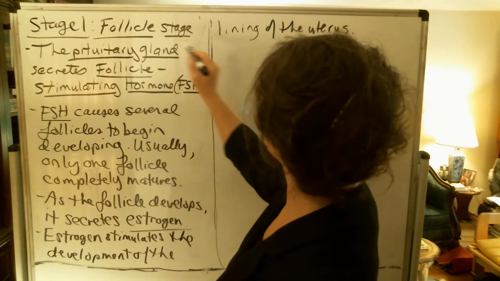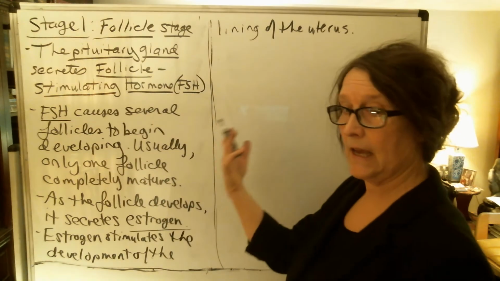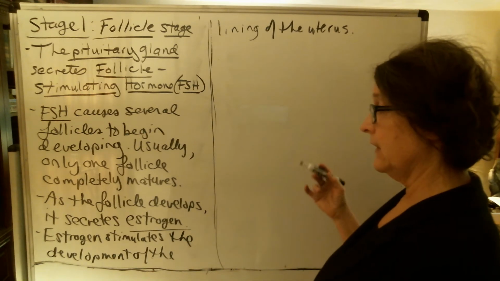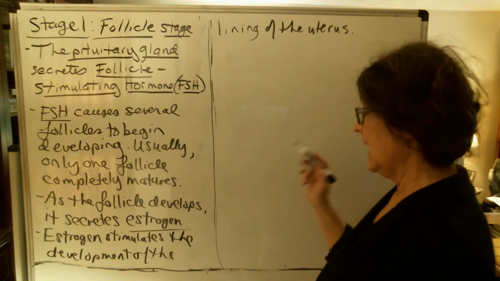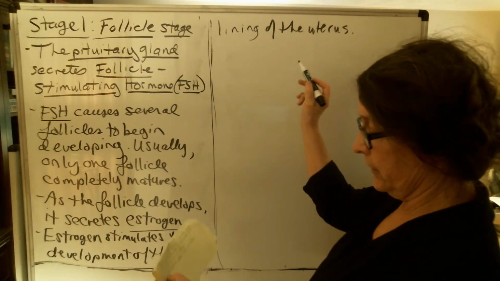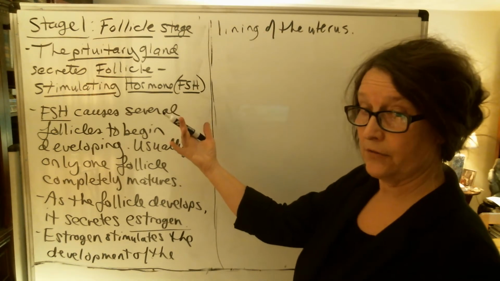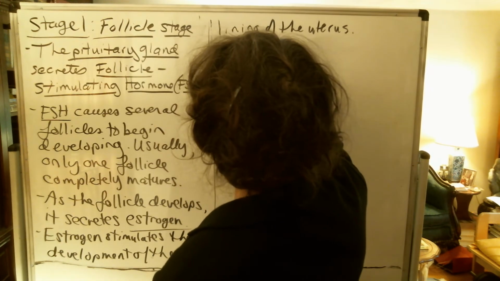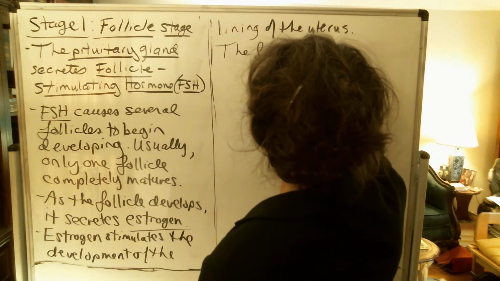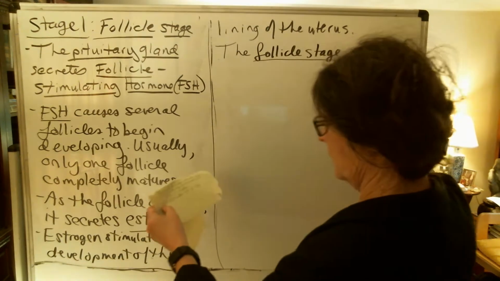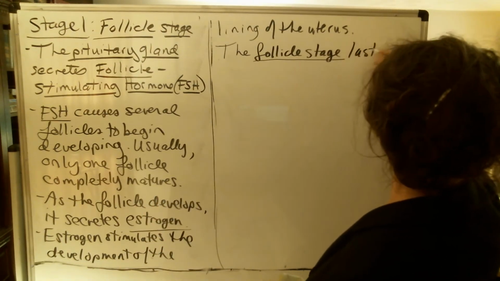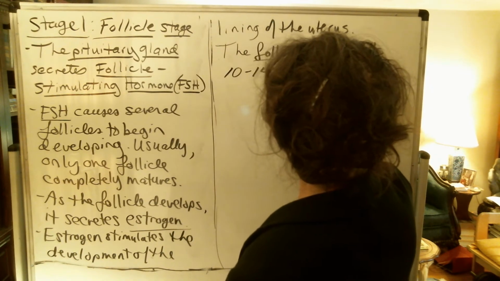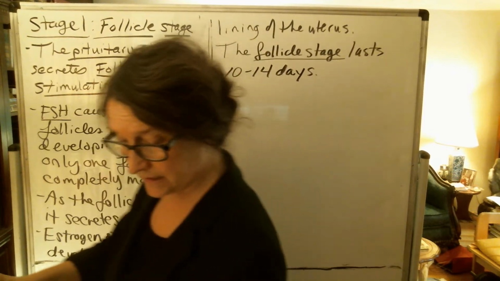And so this stage now, this business of the follicle maturing and secreting estrogen, and the lining of the uterus starting to develop, this is all known as the follicle stage. And the follicle stage lasts approximately 10 to 14 days.